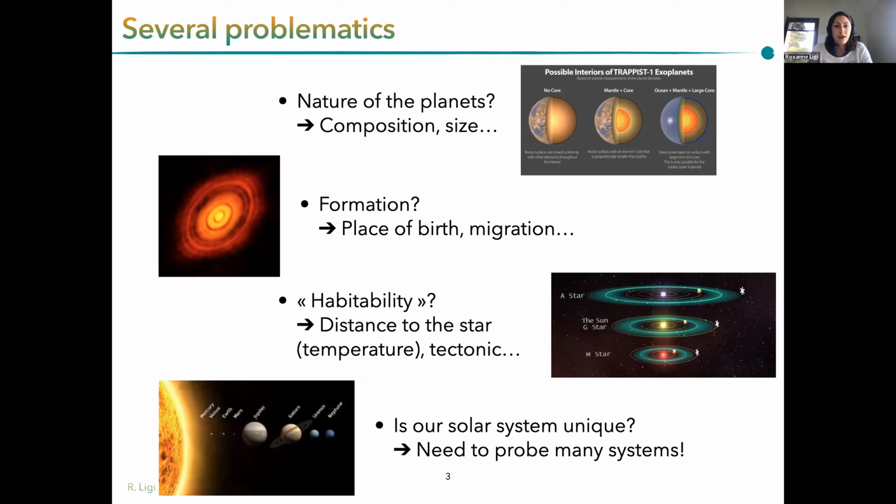Of course, are there exoplanets in the habitable zone, which is the place far from the star where, if there was water at the surface of the planet, it would be liquid. But it doesn't guarantee habitability. I mean, it's one condition. So, well, it's also a vast topic. And of course, is our solar system unique? And to answer all of these questions, we need to probe many systems, even more than what we have now, and also to characterize them very precisely.